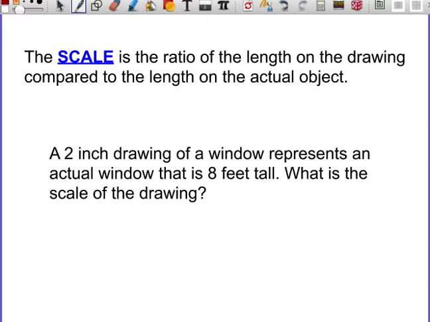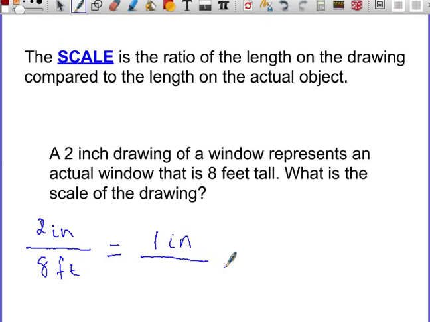We'll always start out with the information that you know, and always put the paper dimension or the model dimension on top and the actual dimension on bottom. So 2 inches over 8 feet, we're going to write those as a comparison. But what we want is not to have 2 inches on top. We want to know what the scale is, and the scale is always written with a 1 on top. So we want 1 inch on top.